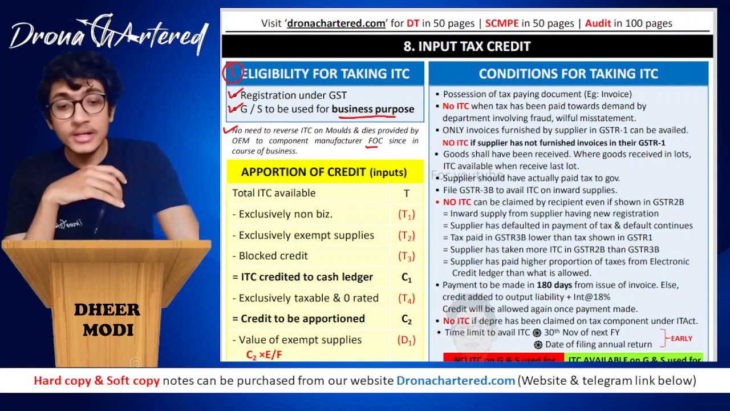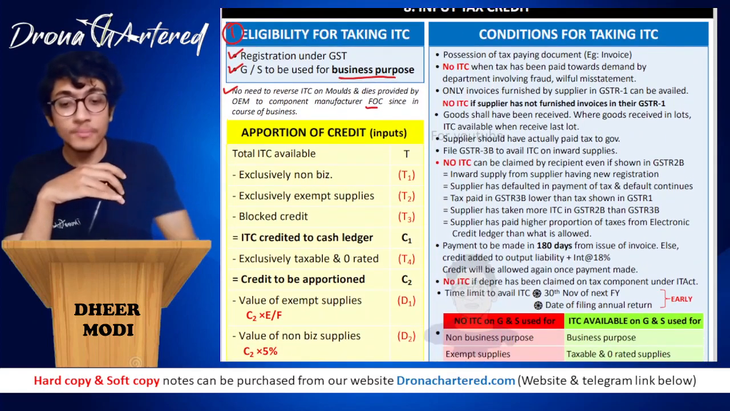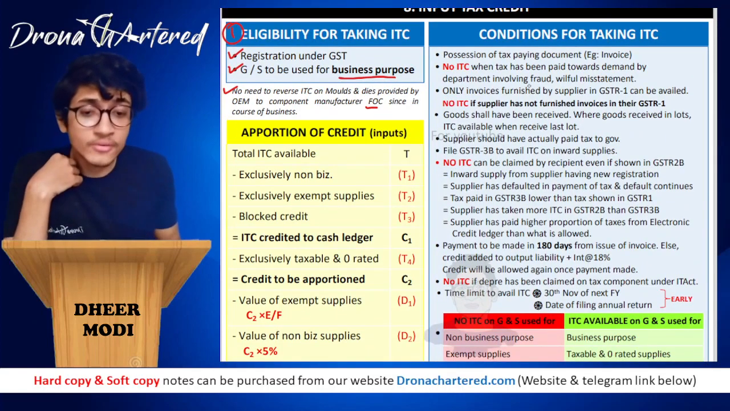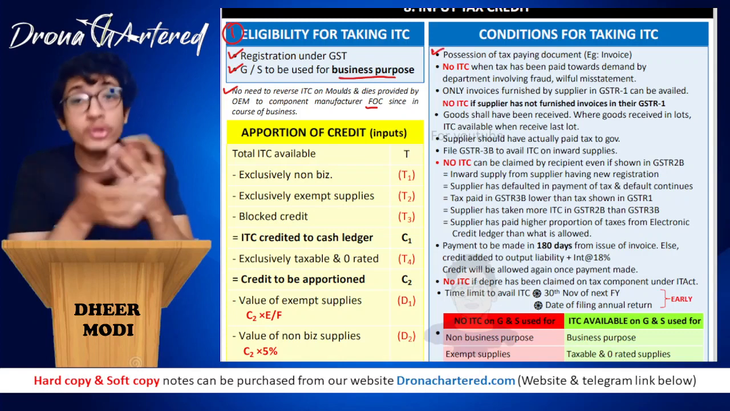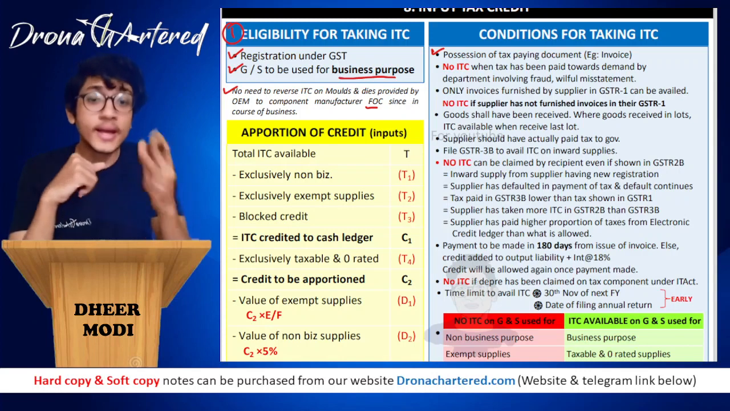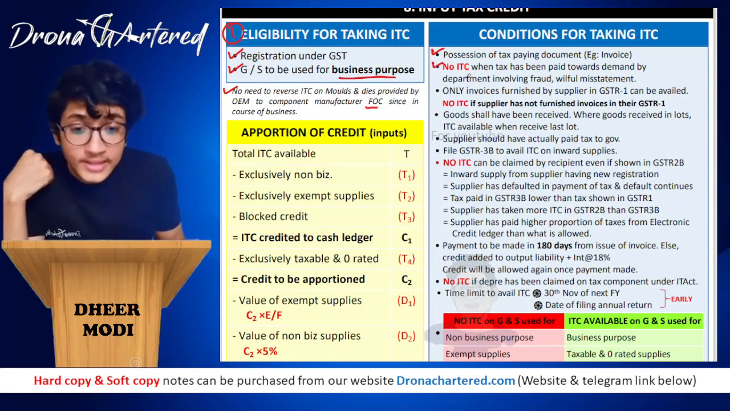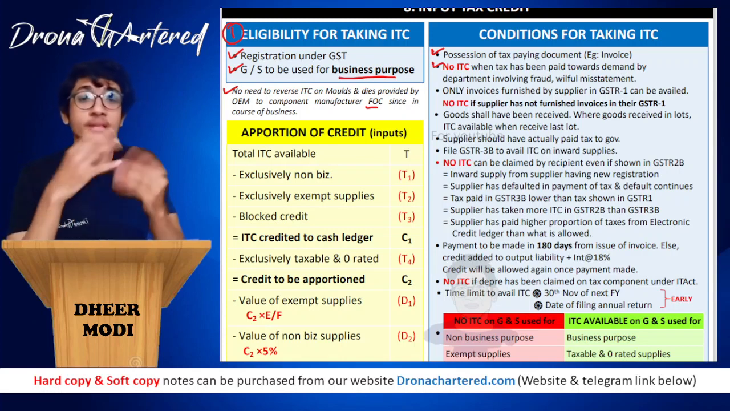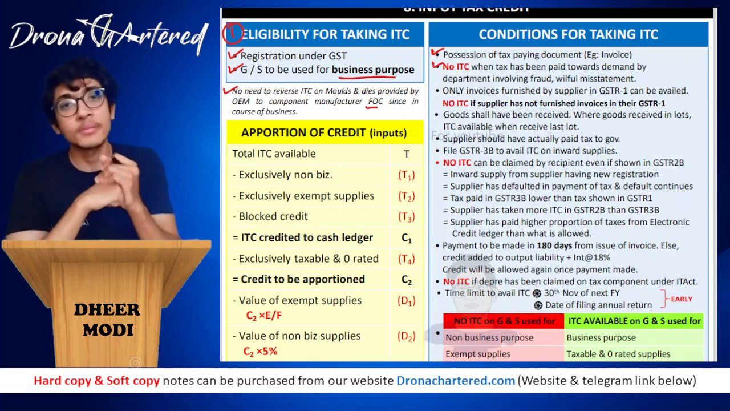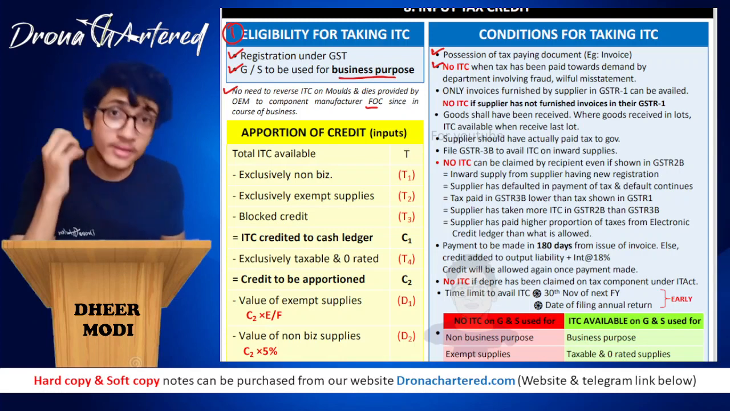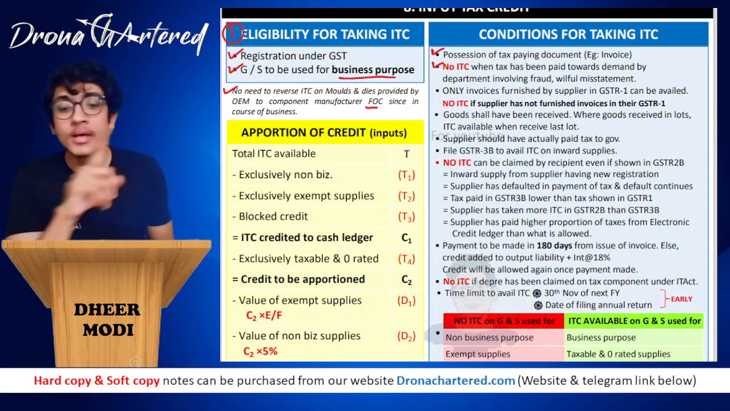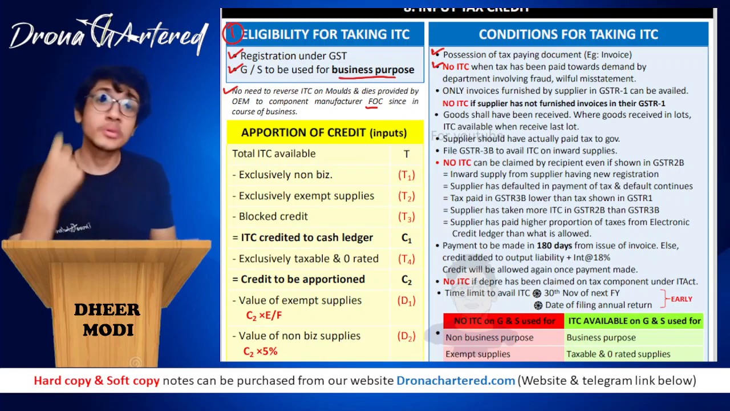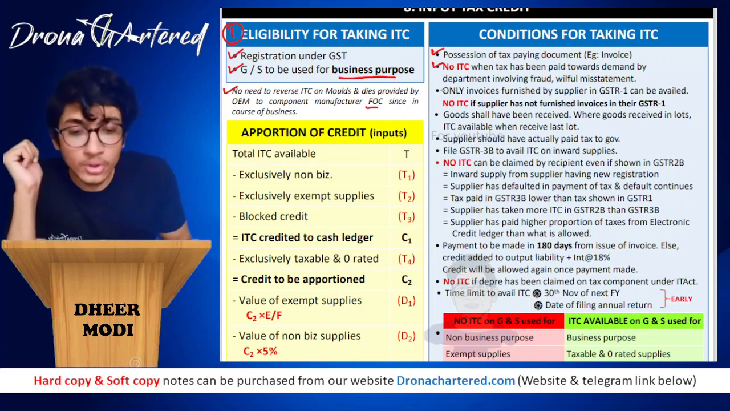Now, other conditions for taking ITC. First is your possession of tax paying document. That is, you should have an invoice, some supporting document against which you have taken ITC. There will be no ITC when tax has been paid towards demand by the department involving fraud or willful misstatement. That is, if the department has demanded some amount from you in case of tax, and then you pay them, then you will not get ITC of that amount because they had to demand it. You did not pay it on your own.